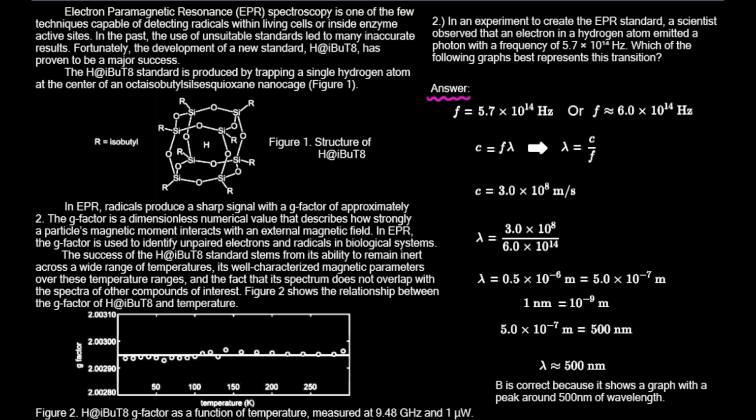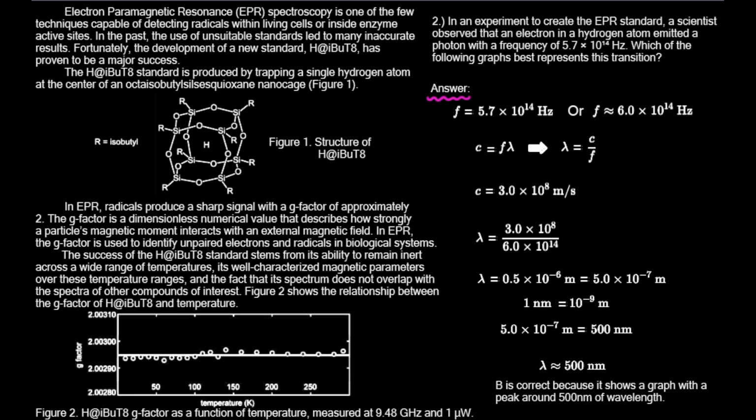Let's solve this step by step. We're given the frequency of a photon as 5.7 times 10 to the 14 hertz, and we are asked to find which graph best represents this emission. We can round 5.7 times 10 to the 14 to the nearest whole number to give us 6 times 10 to the 14. We use the equation c, the speed of light, is equal to frequency times lambda, or wavelength. When we rearrange this equation, we get wavelength equals the speed of light divided by frequency.